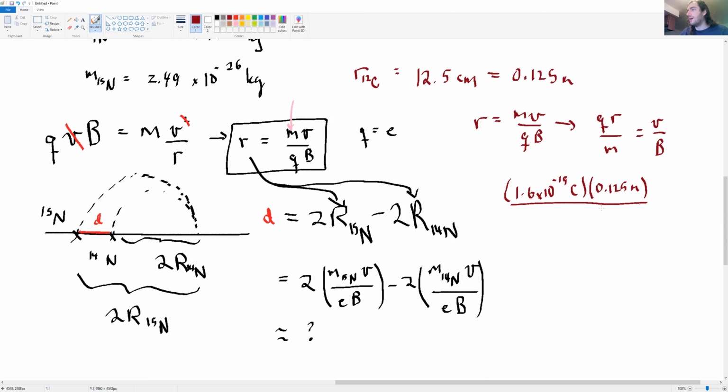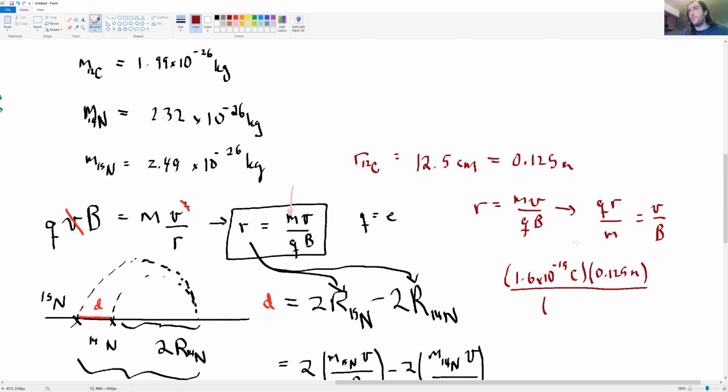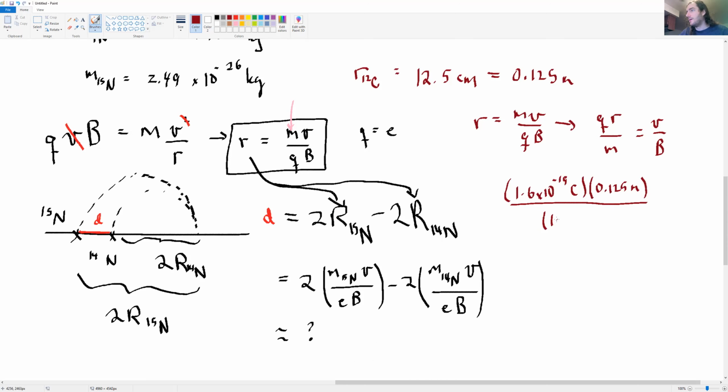So 0.125 meters, and then divided by the mass of those carbon-12 atoms, which is 1.99 times 10 to the minus 26. I keep doing that. I keep writing in minus 66.